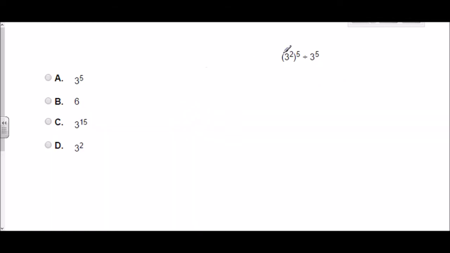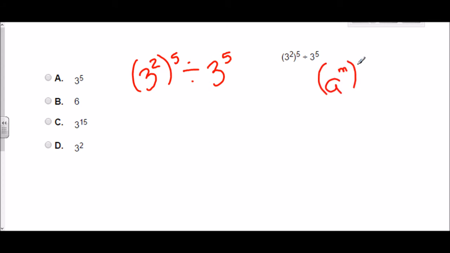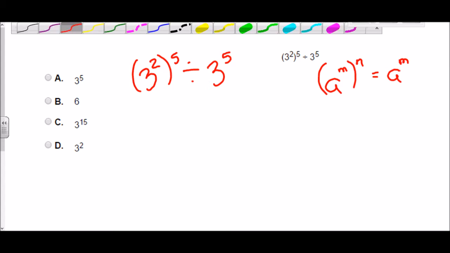The next one, 3 to the 2nd power is then raised to the 5th power, divided by 3 to the 5th power. Well, what's happening here? Well, again, we have our power of a power rule, which says again, a to the m raised to the nth power is a to the m times n.